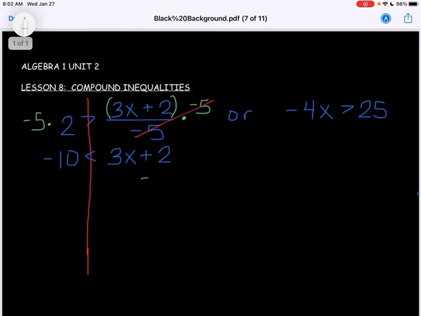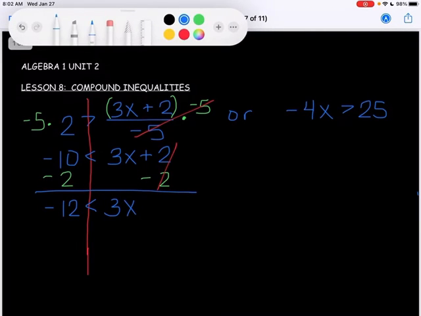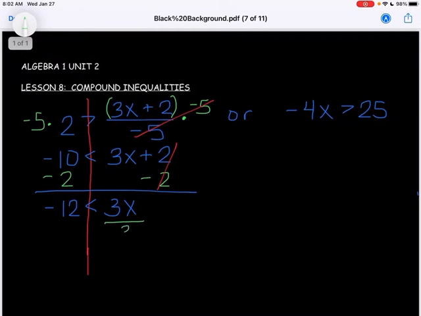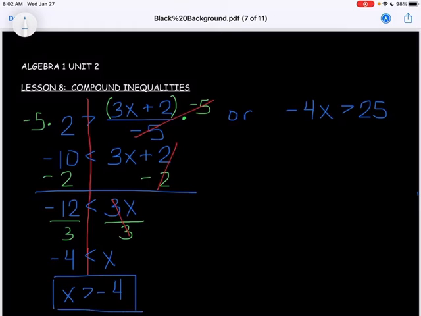Now I need to subtract the 2 from both sides so that those cancel. Again, we're trying to get x by itself. Negative 10 minus 2 is negative 12, which is less than 3x. And then our last step would be to divide by 3. So we end up with negative 4 is less than x. But I like to rewrite this with the x first. So that's x is greater than negative 4. Okay, that's one part of it.